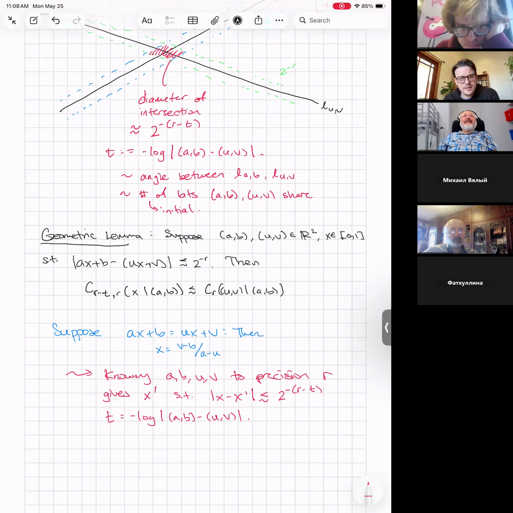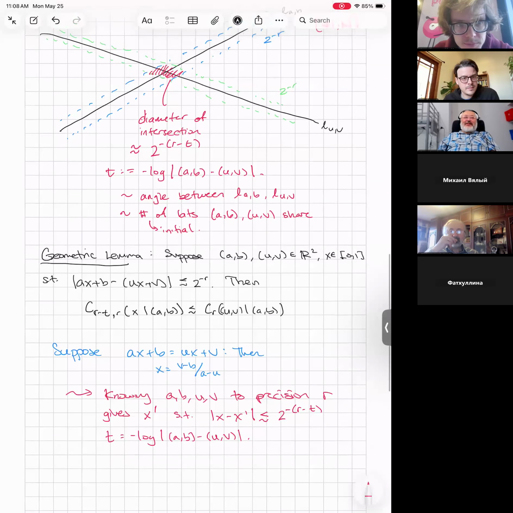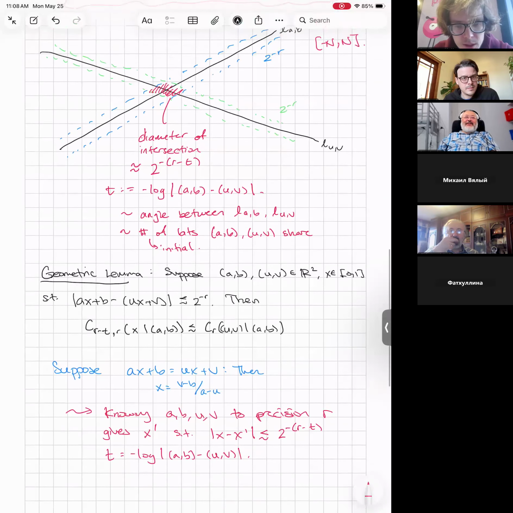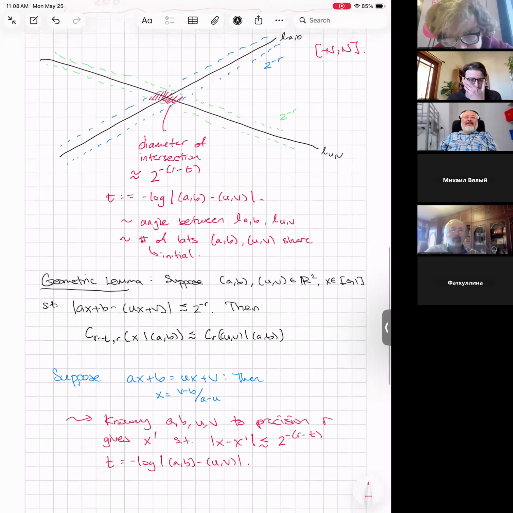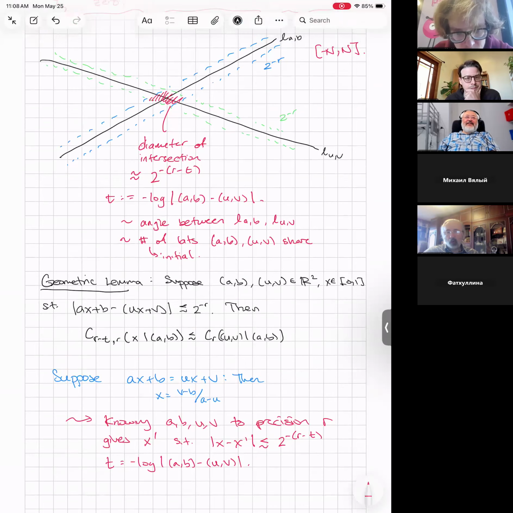Is that at least clear? Sasha, do you understand what is happening, or is something needed? I guess I understand the statement. This algebraic form is clear. So I have v minus b divided by the difference of a and u. But I don't quite understand why the precision, this t, depends also on b and v.